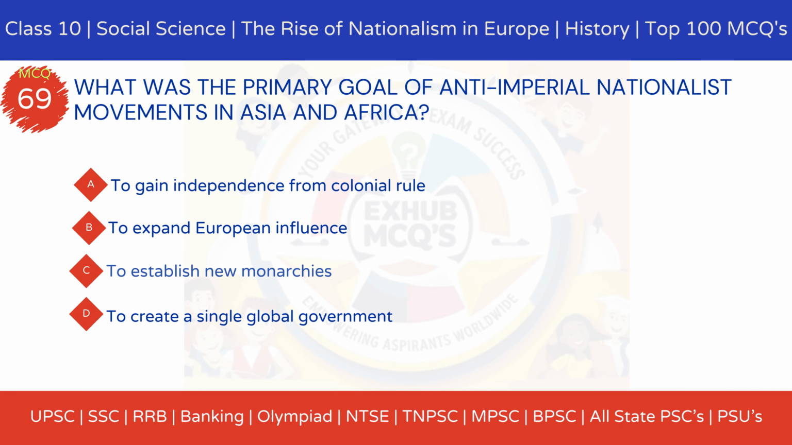MCQ 69. What was the primary goal of anti-imperial nationalist movements in Asia and Africa? Option A. To gain independence from colonial rule. Option B. To expand European influence. Option C. To establish new monarchies. Option D. To create a single global government.